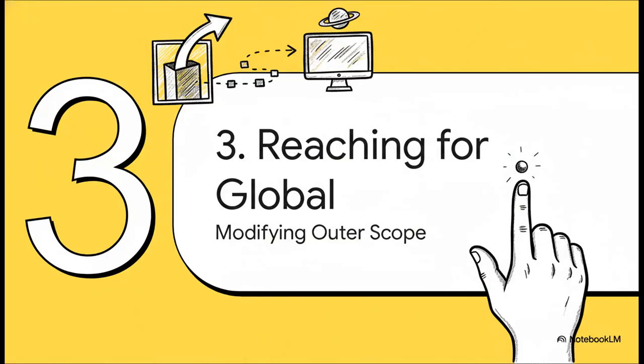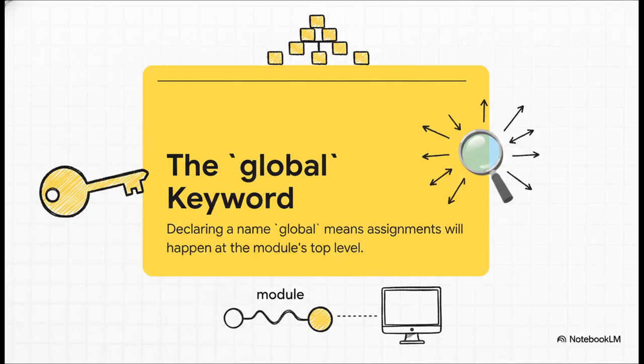So how do we break out of this local box? Well, our first tool for doing that is the global keyword. This is what you reach for when you want to modify a variable that lives way out at the top level of your script. Think of the global keyword like a special key you give your function. It's you explicitly telling Python, hey, see this variable x? Don't you dare create a new local one. I want you to reach all the way out to the main top-level scope and mess with the x you find there.